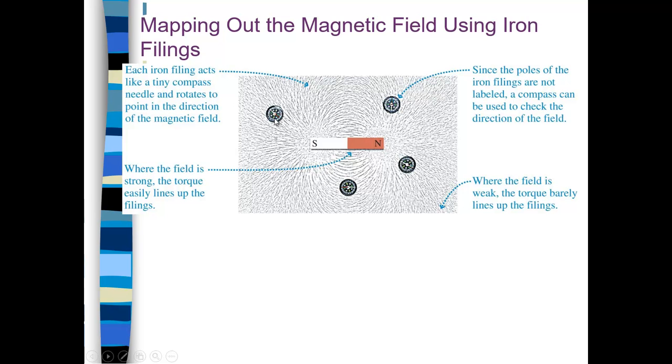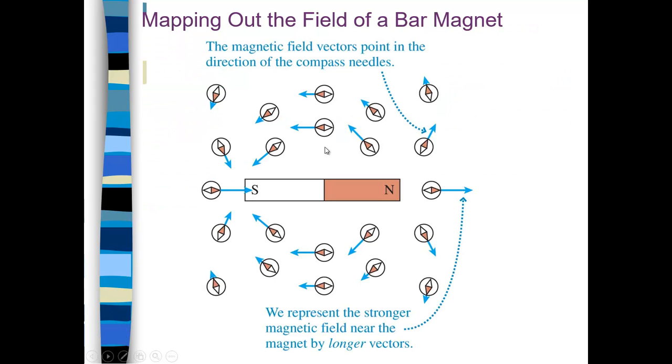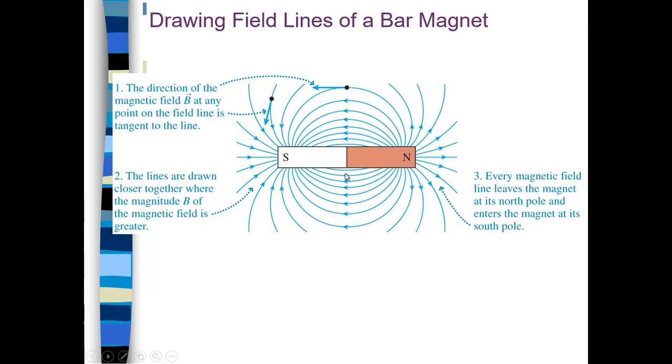And then when I'm over here on the south pole region, the north on the compass points towards the south of the magnet. So it looks something like this. The north is going to go away from the north pole and orient towards the south pole. And if we have a stronger magnetic field, it will be closer to the magnet, and we indicate that by larger arrows, because the larger arrows say this is the direction and the magnitude of the magnetic field.